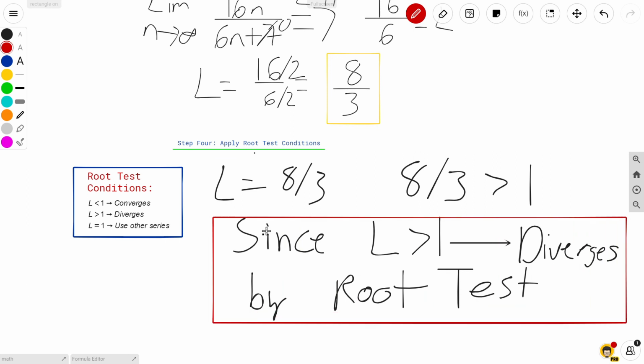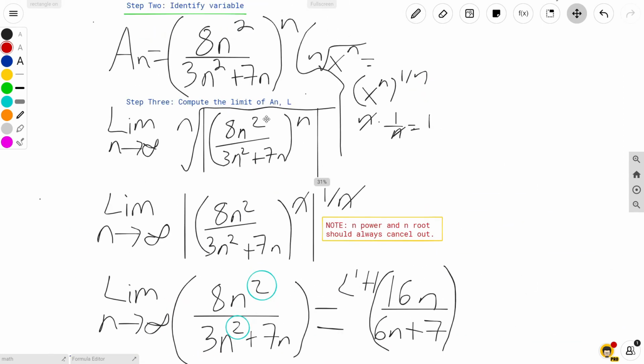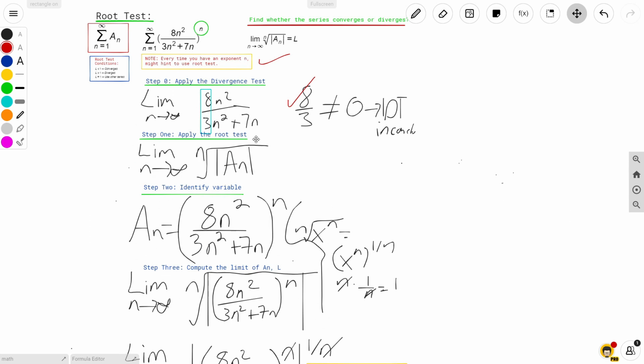So that's how you apply the root test. So in quick retrospect, I'm quickly going to go over everything I did for this problem in a nutshell. So right here, the first thing we did in step 0, which we do for every series, was apply the divergence test. And the divergence test proved to be inconclusive. And once it proved to be inconclusive, then we move on to step 1. We apply the root test. Why? Because we have an a sub n raised to the nth power. So in doing so, we were able to identify a sub n in step 2.